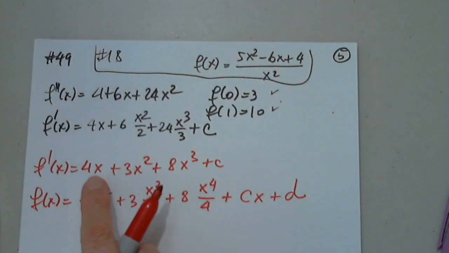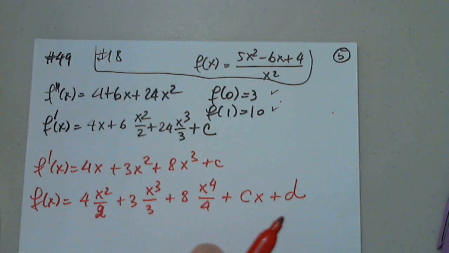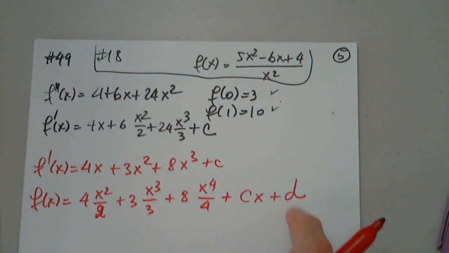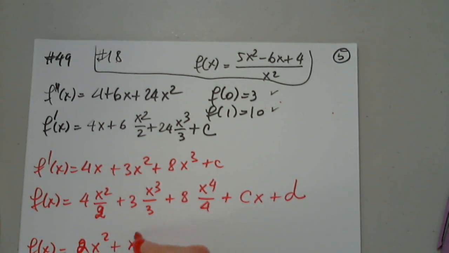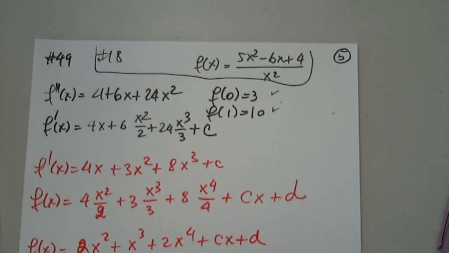Again, when I differentiate this, I get x. When I differentiate this, I get x squared. When I differentiate this, I get x cubed. When I differentiate this, I get c. When I differentiate this, I get 0. Yes, I will clean it up a little bit. So 2x squared, and then plus x cubed, and plus 2x to the fourth, plus cx plus d.